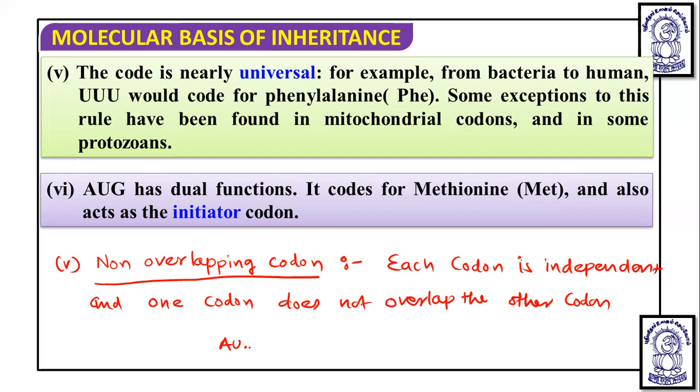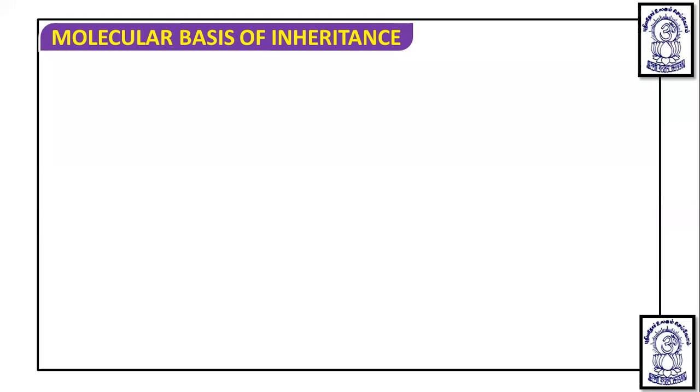Suppose AUG is there, GGG is there, and CCC is there. Then the first three codes for the first amino acid, the next three codons code for the second amino acid, and the last three code for the third amino acid. It is not like AUG will code for one amino acid, then UGG will code for another amino acid. It does not show overlapping like this, but non-overlapping nature is seen here. And in this, we are going to talk about some amino acids which are exceptions to the degeneracy of the code.